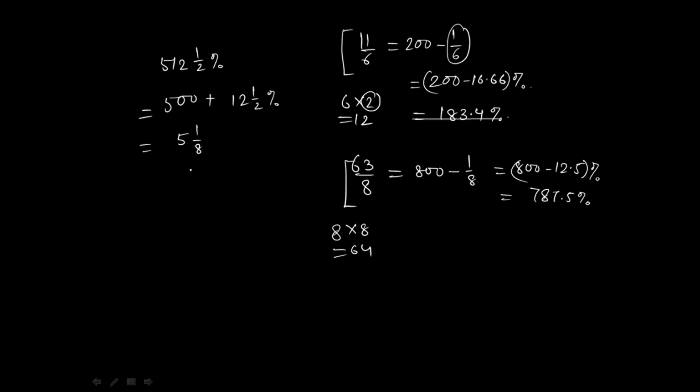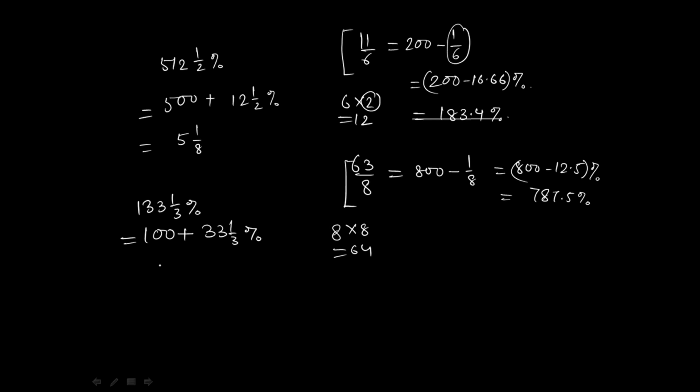In the reverse process, if 33 and 1 by 3% is given, we know 33 and 1 by 3% means 1 by 3. If it is 133 and 1 by 3%, then you have to solve it like this. It will be broken into 100 plus 33 and 1 by 3%.